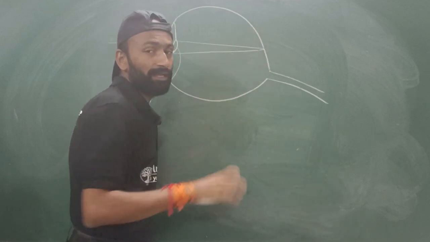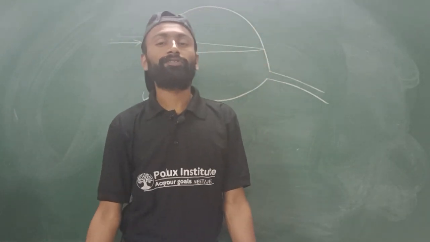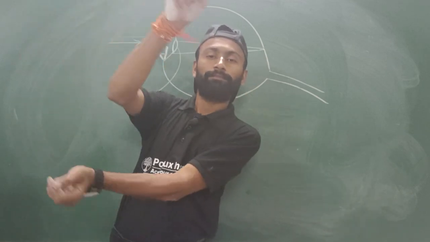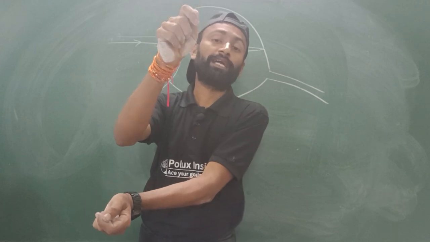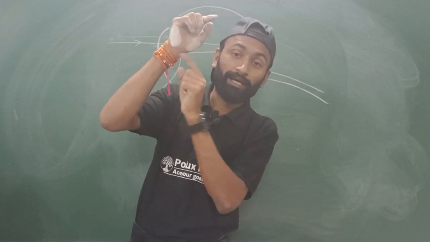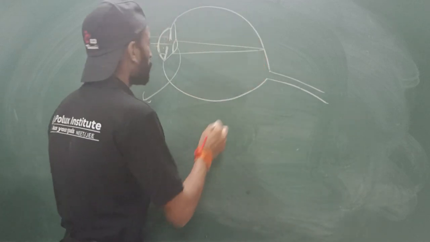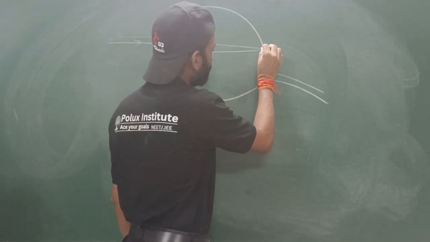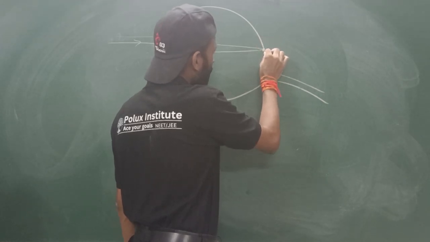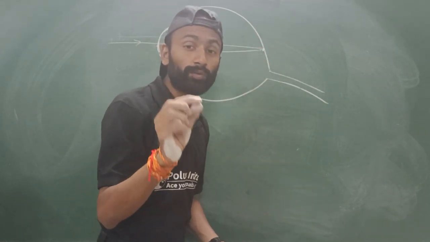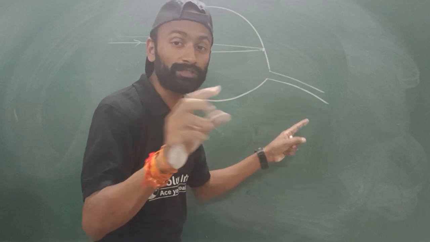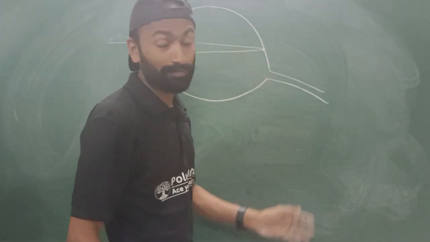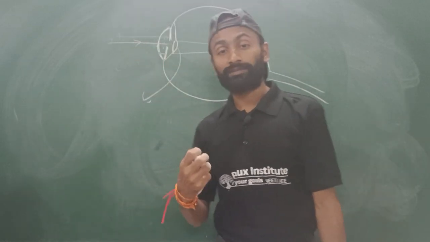This image will be inverted, meaning opposite. If you are seeing an object, say I am standing, the retina will form an image that I am standing reversely, meaning my legs are up and head is down. Retina is very photosensitive. It senses the photons, meaning light.